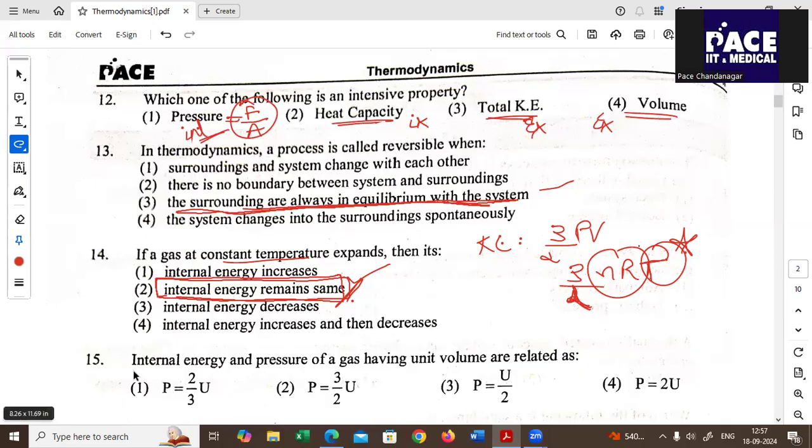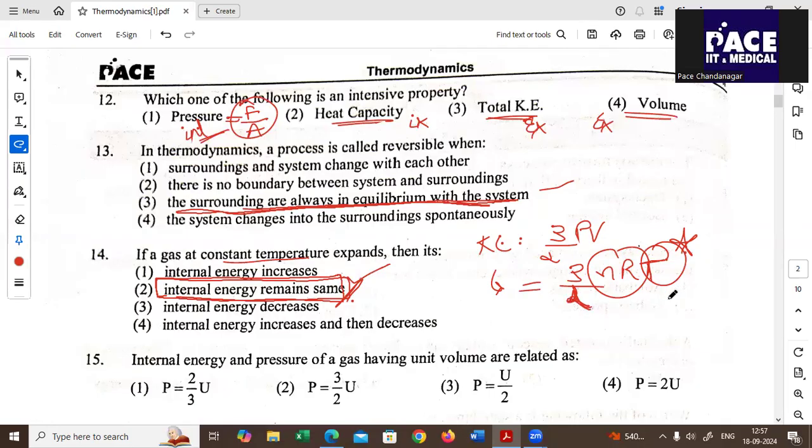Now, 15th question, internal energy and pressure of a gas having unit volume is related as energy. Same again, see, internal energy, let me talk about that as kinetic energy right now. So kinetic energy is nothing but 3 by 2 nRT.